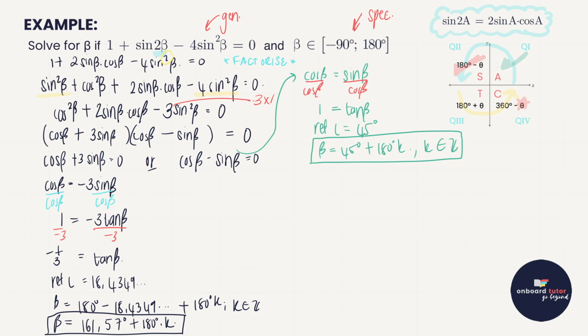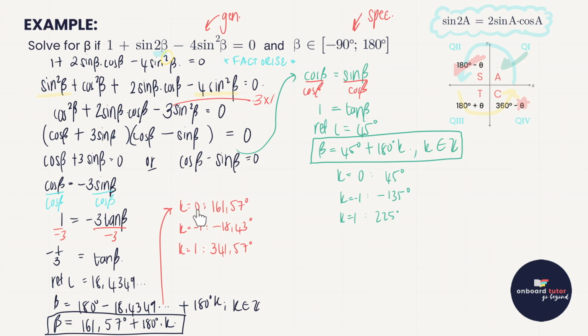We want to apply these general solutions now to get a specific solution in this domain that they've given us here. And so what you need to do is substitute in values for k. Okay, I always tell my students, start and work out: what is it if k is equal to 0? Get an answer. If k is equal to minus 1, if k is equal to 1, etc. Okay, I'm going to work out those answers quickly, and then we're going to come back and discuss. So in each instance, I have taken a value for k and I've substituted it in, and then just worked it out. So 161,57 plus 180 times 0 gives me that. Plus 180 times minus 1 gives me that, etc.